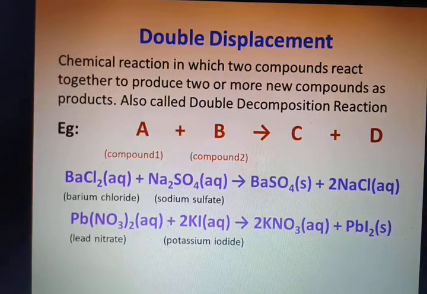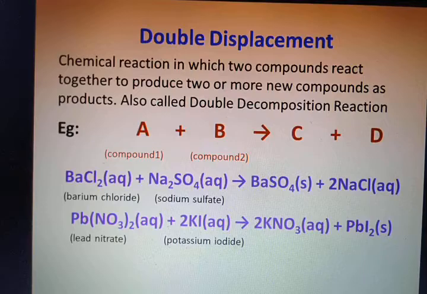So A plus B. In the previous reaction, one element was reacting with a compound. Now two compounds are reacting. Compound 1 reacts with compound 2 to give C and D, both compounds. Though it's not written, C and D both are compounds. You can also write C plus D plus E plus F, no problem. All are compounds. A plus B plus C giving D plus E plus F is also possible. That is also a double displacement reaction. So compounds reacting together to form two or more new compounds is called a double displacement or double decomposition reaction.